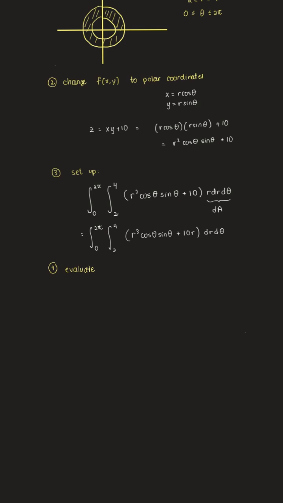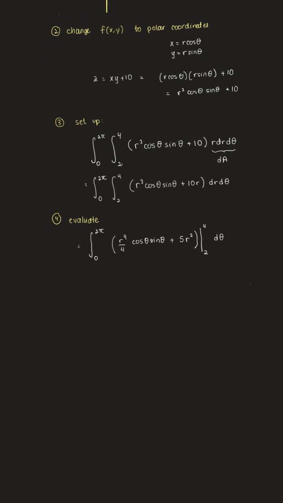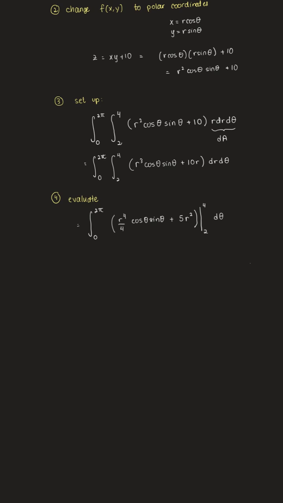And our first integral, we will hold theta constant and integrate with respect to r. So this will give us r to the 4 over 4 times cosine theta sine theta plus 10r squared over 2, which becomes 5r squared. And then we will need to apply the fundamental theorem of calculus when we integrate from 2 to 4 for r. And then after we do that, we will integrate with respect to theta.